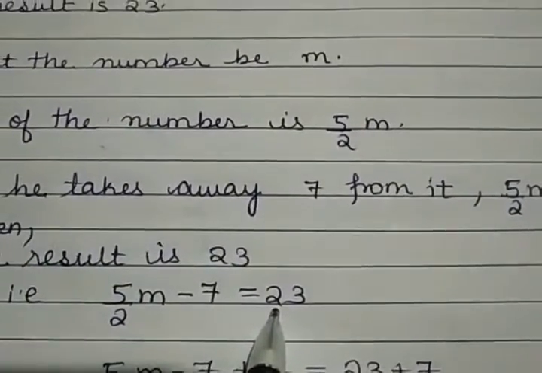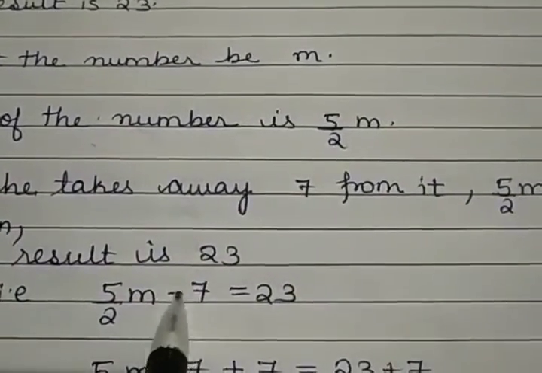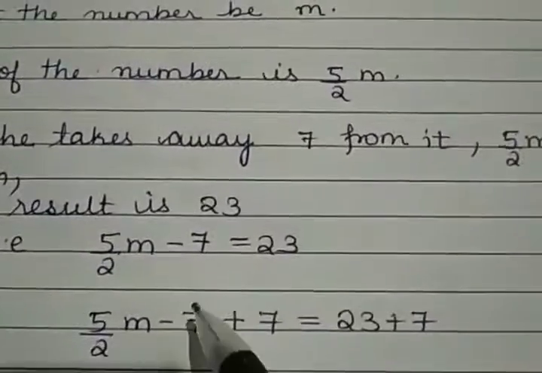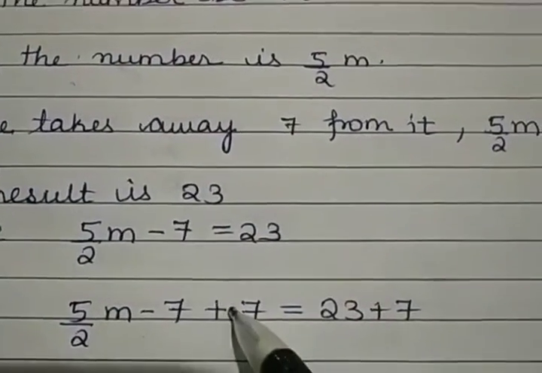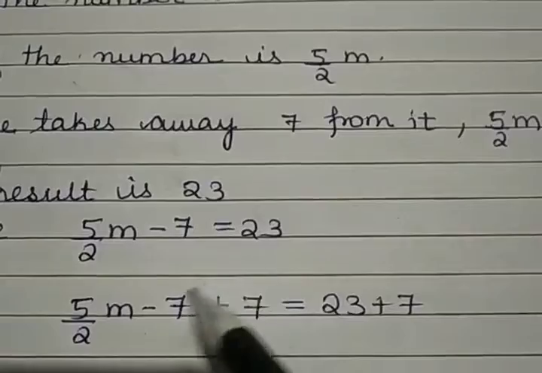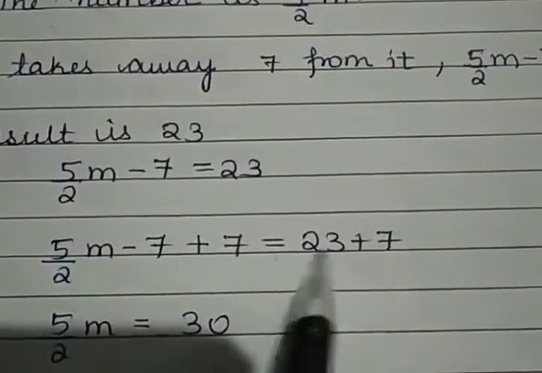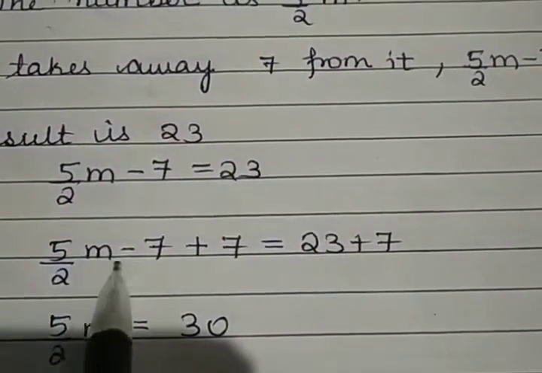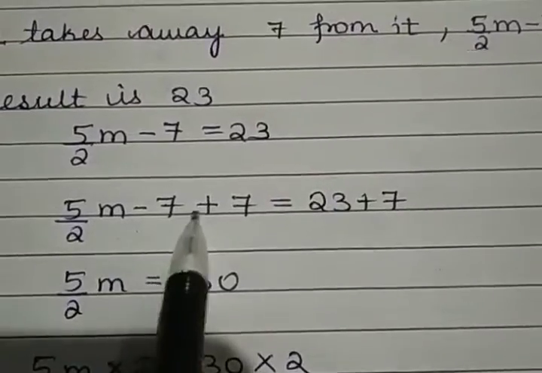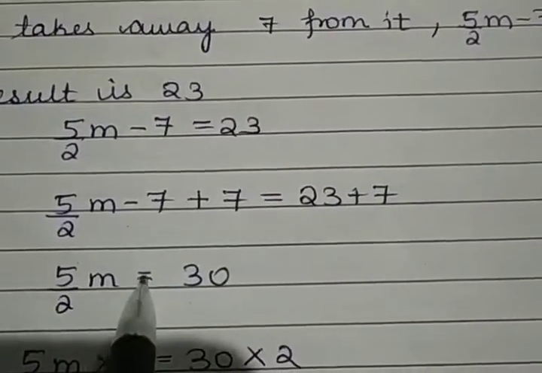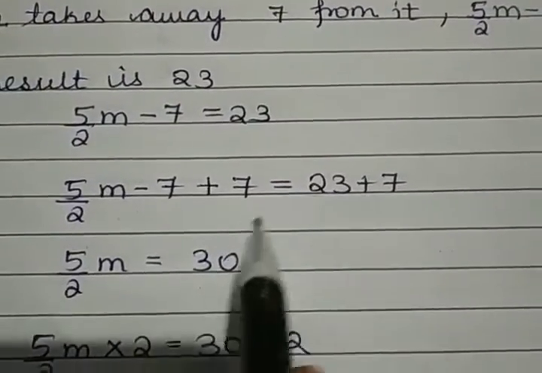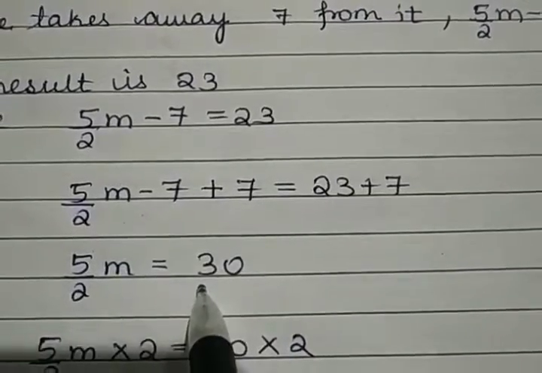Now I have to solve this equation. So first I have to get rid of the constant term. Since it is minus 7 here, I will add plus 7 so that I get 0. So on both the sides when I add, I get 5 upon 2 m minus 7 plus 7 is 0, is equal to 23 plus 7, which is 30.